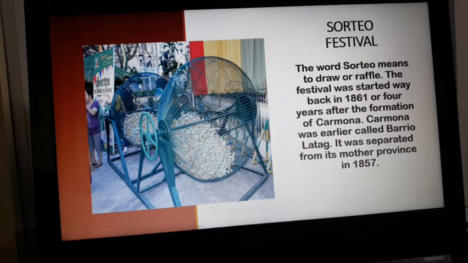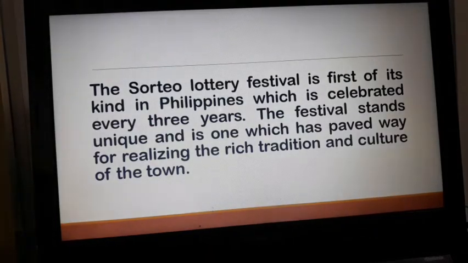The festival started way back in 1861, or 4 years after the formation of Carmona. Carmona was earlier called Barrio Latag. It was separated from its mother province in 1857. The Sorteo Lottery Festival is first of its kind in the Philippines, which is celebrated every 3 years. The festival stands unique in this one which has paved way for realizing the rich tradition and culture of the town.